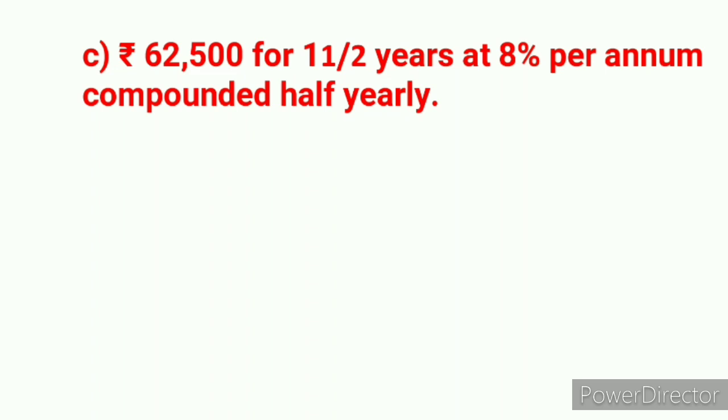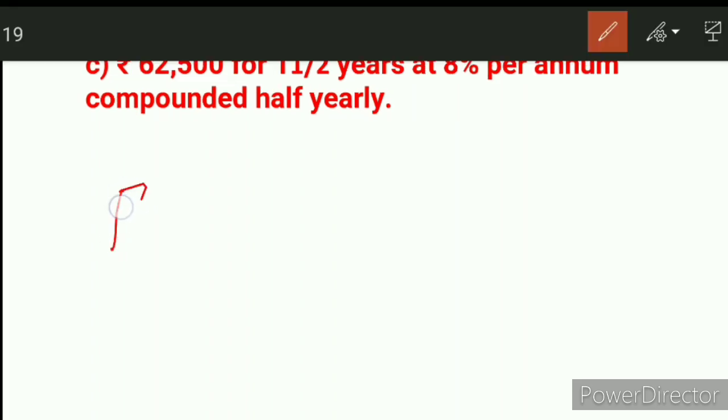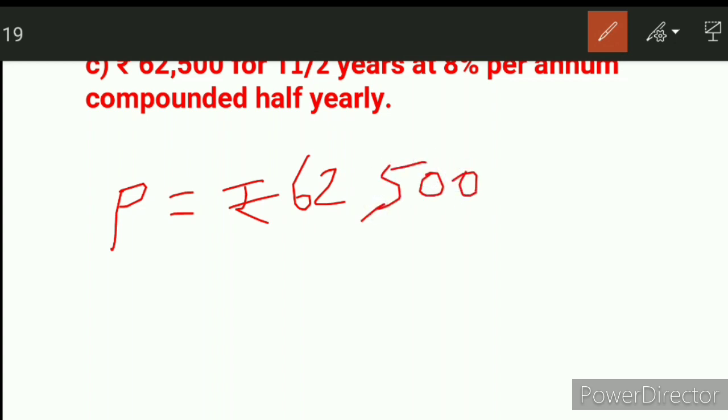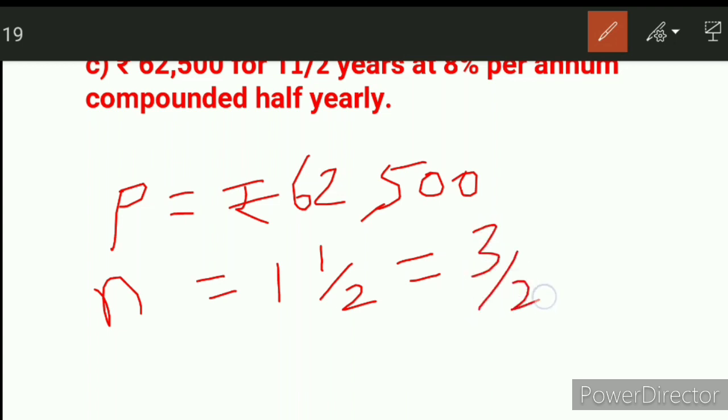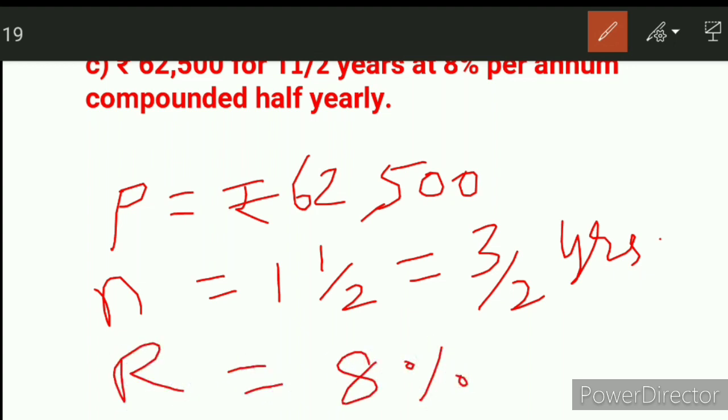Okay, here the principal is 62,500, time, that is n, is 1.5 years, right? We convert it into an improper fraction, 3/2 years, and R is equal to 8%. All this we are going to substitute in the half yearly formula.